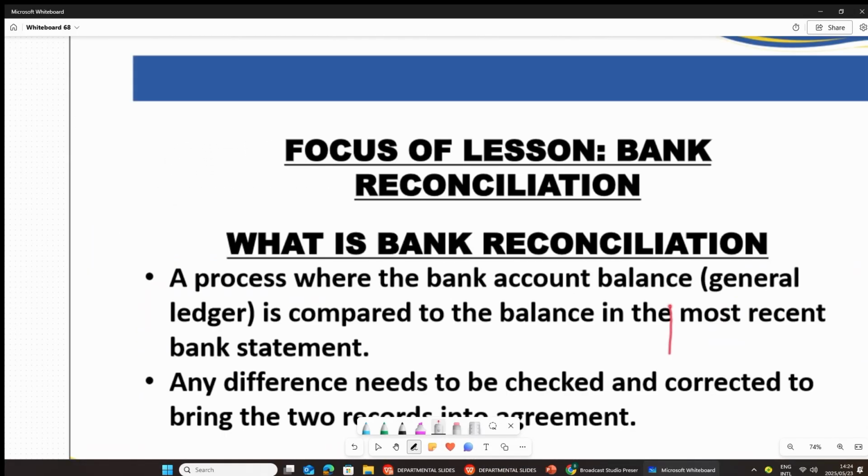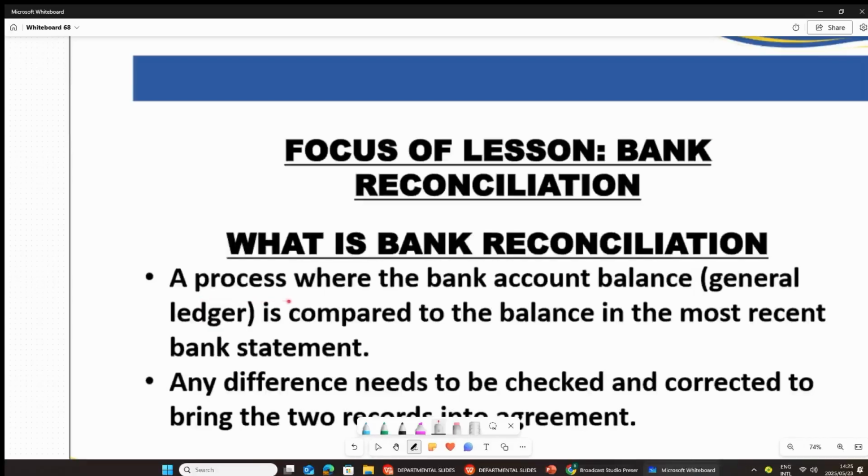The focus of today's lesson is on bank reconciliation. Because of time, we can't do all 3 of our reconciliations. Now, we need to understand what bank reconciliation is. In our notes, it states reconciliation is a process, meaning it's steps, where the bank account of the business in our T account or the general ledger is compared with the balance in our most recent bank statement that we get from our bank.